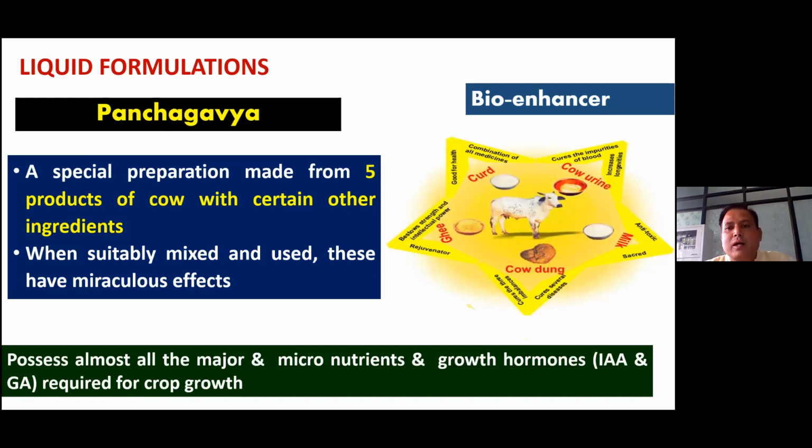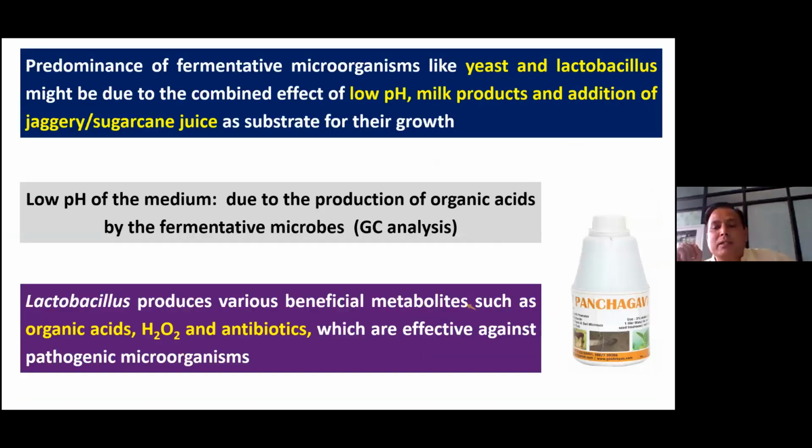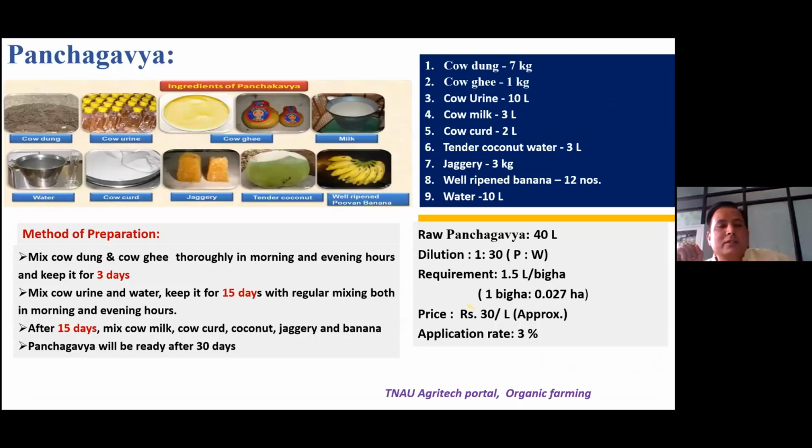Let me explain how much quantity we need. See, first, the 5 are the major products we get from the cow: cow dung, cow ghee, cow urine, cow milk, then cow curd. That's why this product is known as panchgavya, because it is made from the 5 major cow products. And of course, we add some other materials for other purposes, like tender coconut water, jaggery, then ripe banana, and of course some quantity of water. The quantity required I have given here.